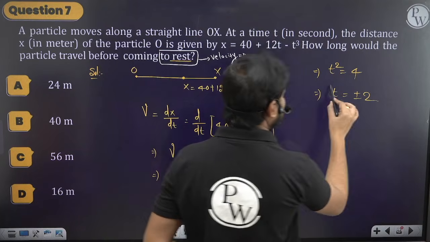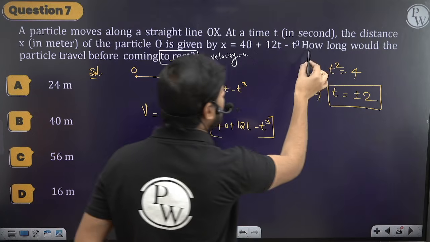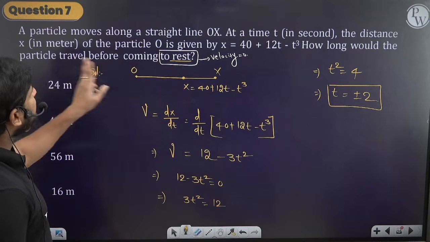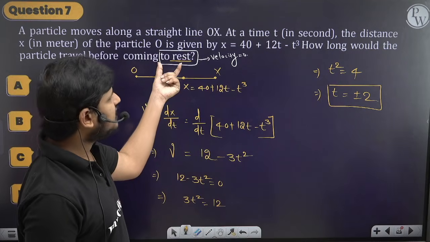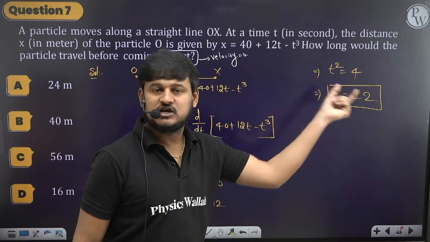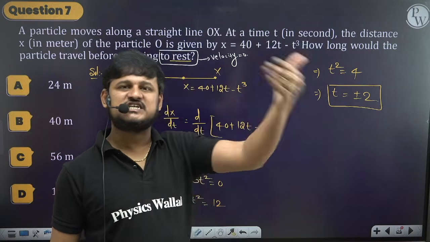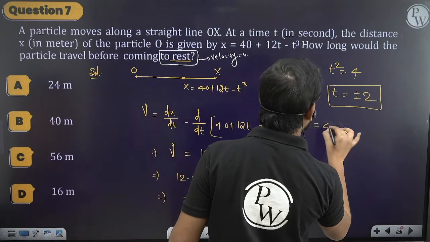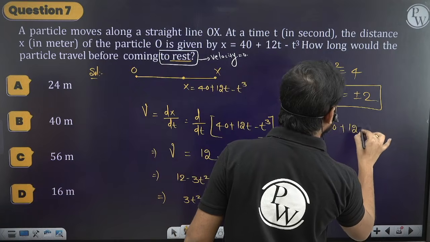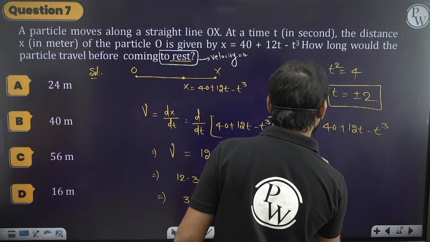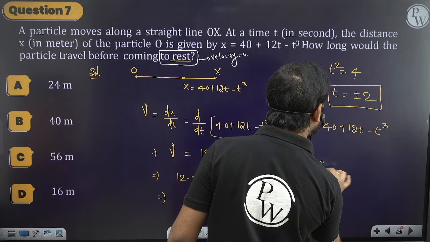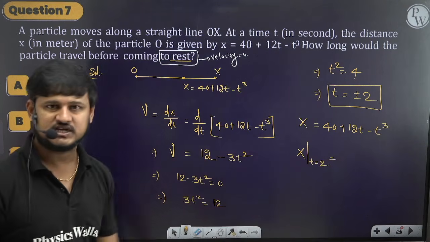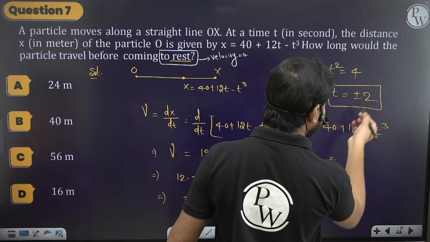Now what they are asking, they are not asking us the time. How long would the particle travel before coming to rest? It comes to rest after 2 seconds. So till 2 seconds, how much distance does it cover? The distance function is given, which is 40 plus 12t minus t cube. So now the distance covered at t equal to 2 seconds. Time can't be negative, just take it as positive.